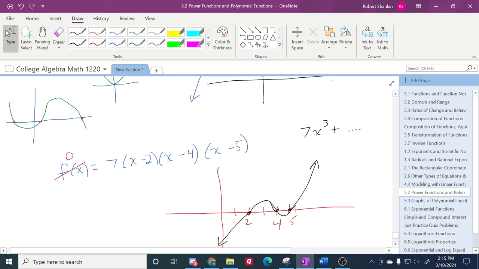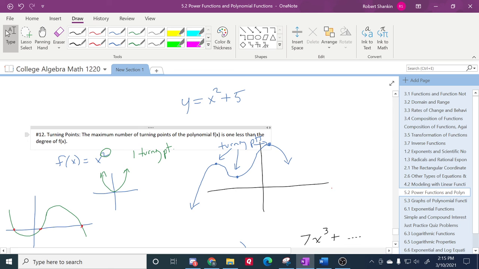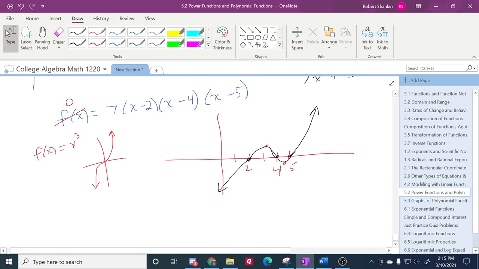Now notice, third degree polynomial, how many turning points? Maximum number of turning points is 2. But it doesn't even have to have 2. It could have 0. F of x equals x cubed looks like this, and it doesn't have any turning points. But the maximum it can have is 1 less than the degree. Second degree, 1 turning point. Third degree, 2 turning points.